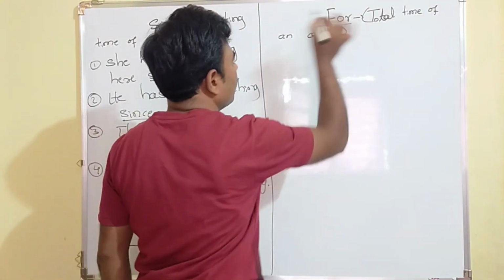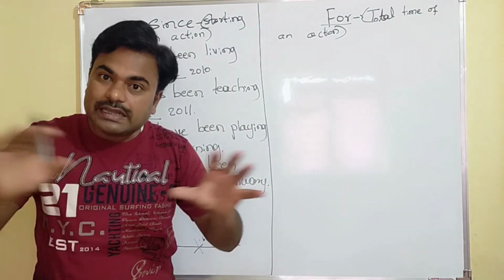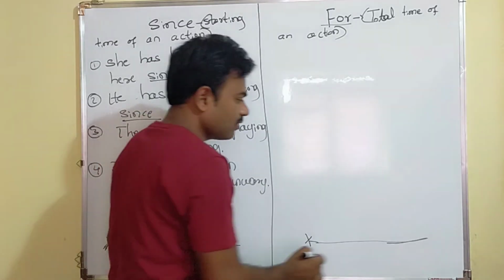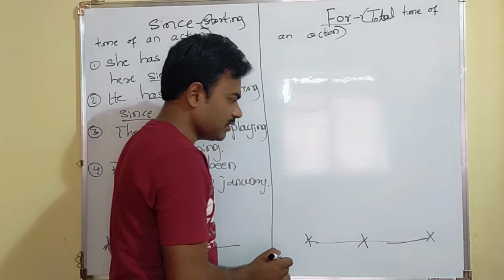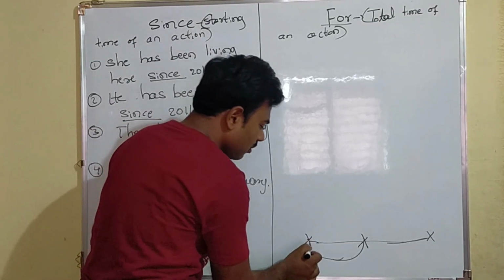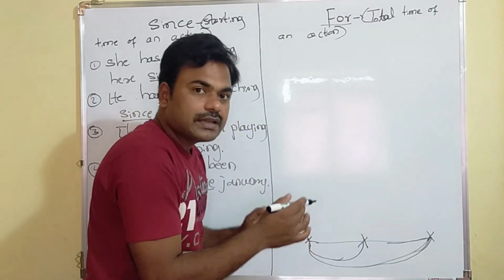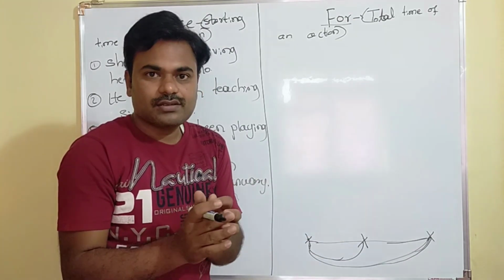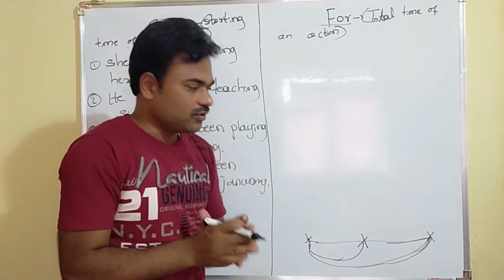Now I am focusing on for. For is used when we are talking about the total time of an action, the duration or length of an action. For example, an action begins here and is completed here, or is going on up to here. When we are talking about the duration, the total time of an action from here to here, how many hours, how many days, how many weeks, how many months, how many years, that time we use for.